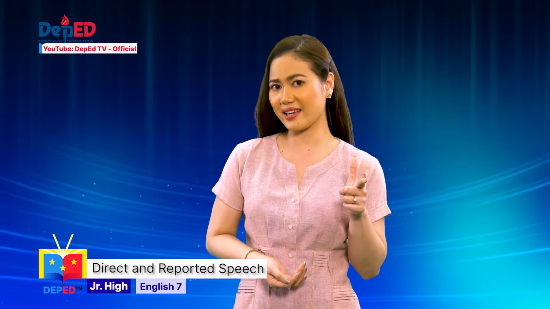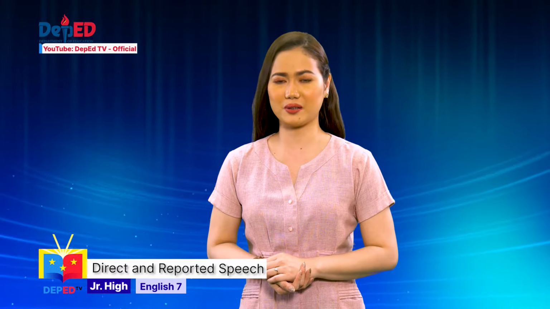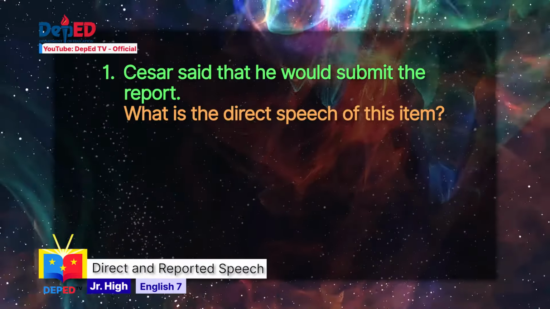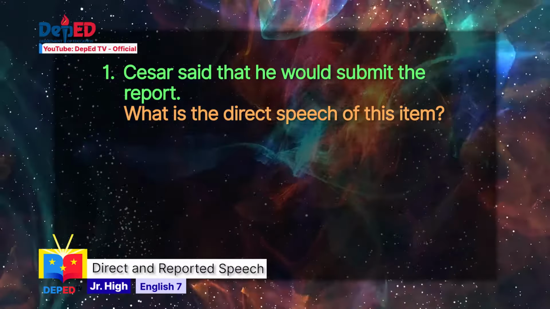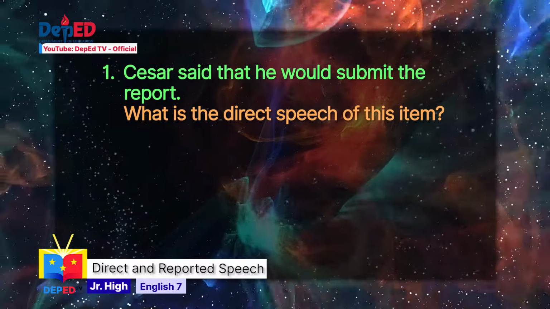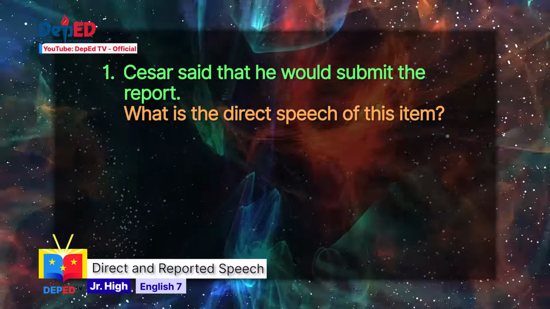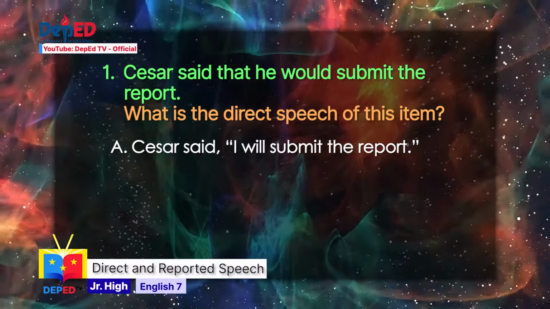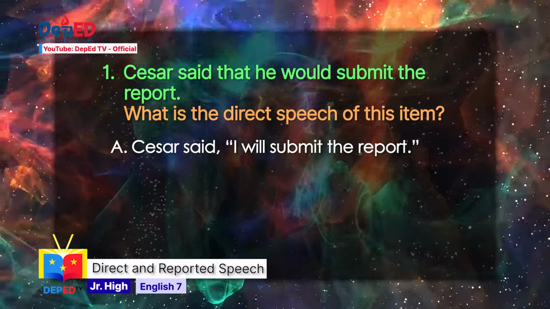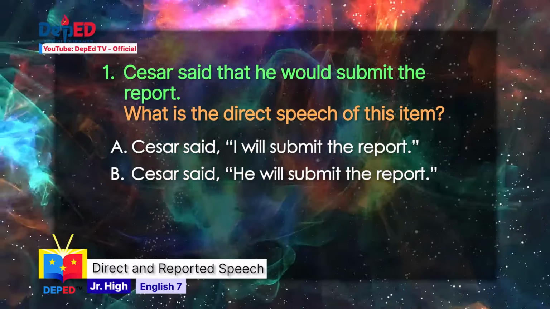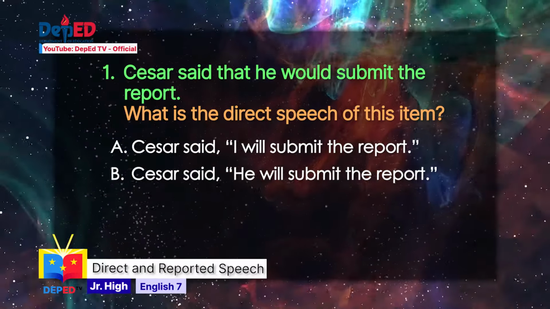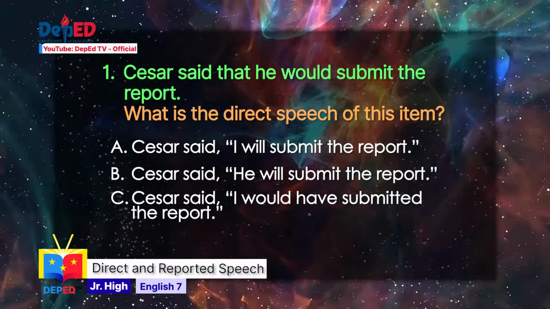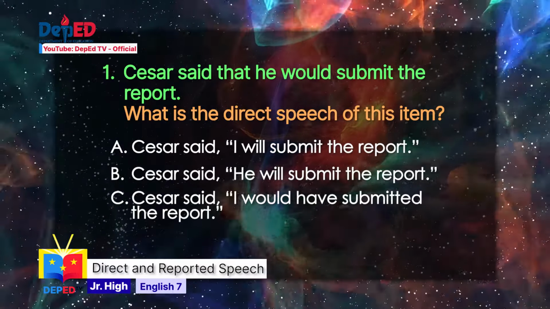Number 1. Cesar said that he would submit the report. What is the direct speech of this item? Letter A. Cesar said, I will submit the report. Letter B. Cesar said he will submit the report. Letter C. Cesar said I would have submitted the report. Or letter D. Cesar said he would submit the report.